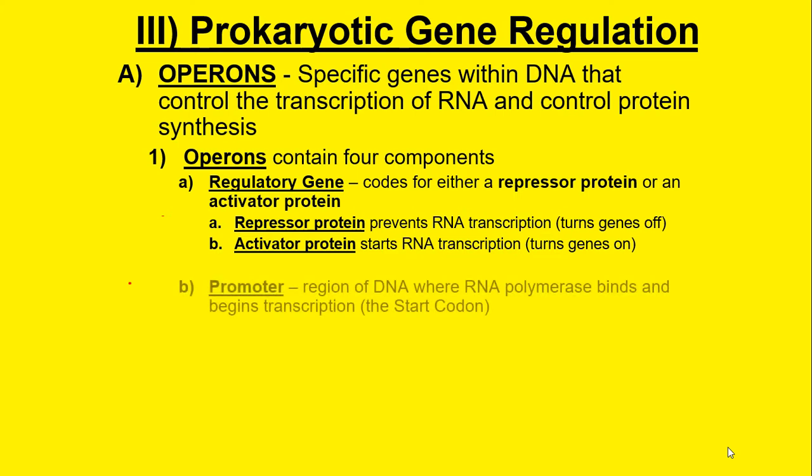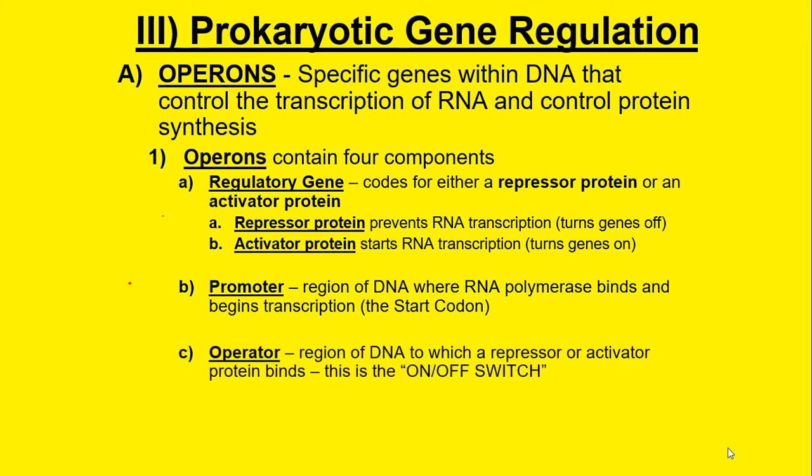Okay, the promoter is the region of DNA where the RNA polymerase binds, that's your start codon. So that's going to be your AUG start codon. For RNA, it's AUG. But that's simply where RNA polymerase has the ability to bind and start the process of transcription, reading the DNA to make messenger RNA. Right next to that is the operator, which is the actual on-off switch. And the operator is related to the regulatory gene because the regulatory gene produces the protein that binds to the operator. So that repressor protein or activator protein is going to interact with that operator, and that's going to control the transcription of genes.